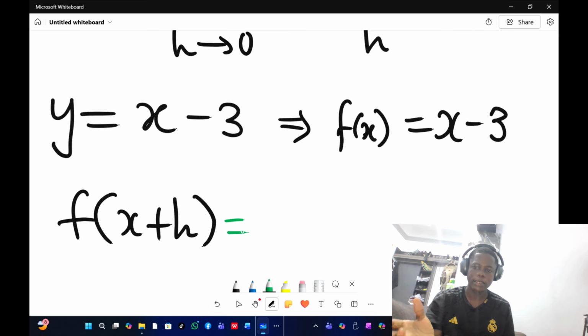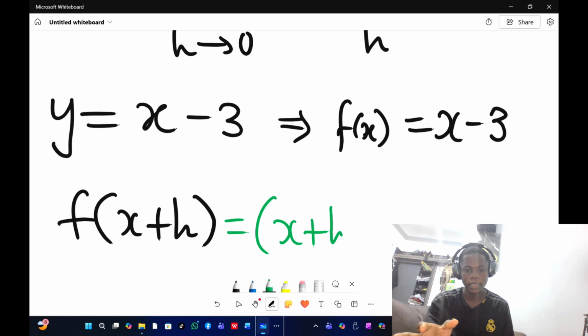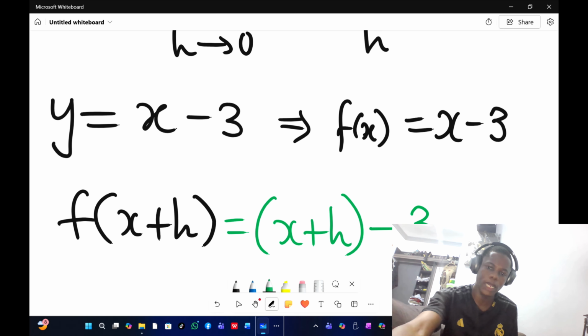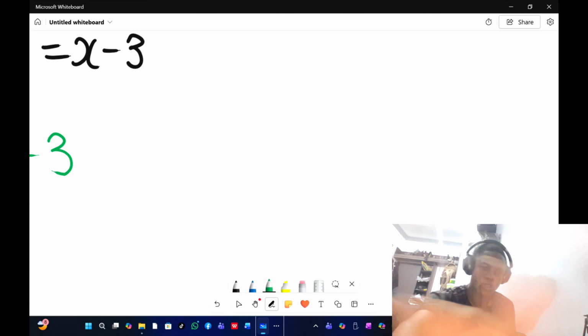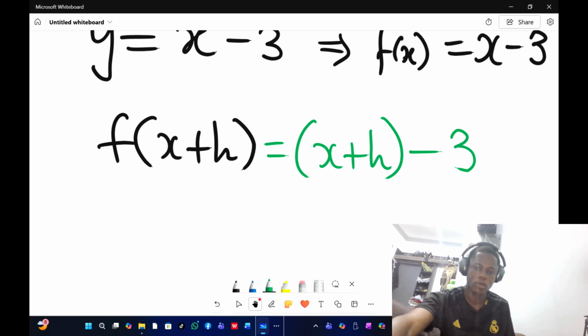But are you sure that the value is x minus 3? Which is wrong. x minus 3 is rather the original function. So it implies that we are going to substitute x plus h for x in the original function. So in the original function, we have x minus 3. It means wherever you see x, we put x plus h. So we have in place of x, x plus h, then minus the 3. Right. So this becomes our f of x plus h.